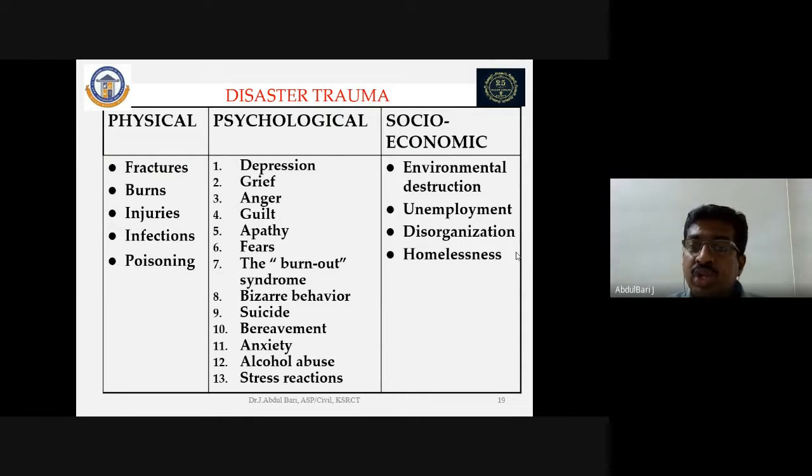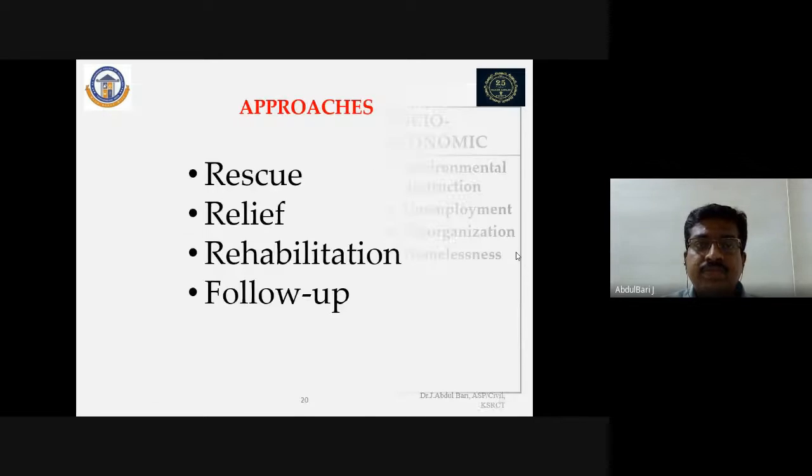And similarly, socio-economic problems. Economic distortions will be there. Unemployment will be there. Disorganization will be there. And many people will face homelessness. Many people will not have their own shelter after the disaster. So these are some of the disaster traumas: physical, psychological, as well as social and economic trauma because of particular disasters.